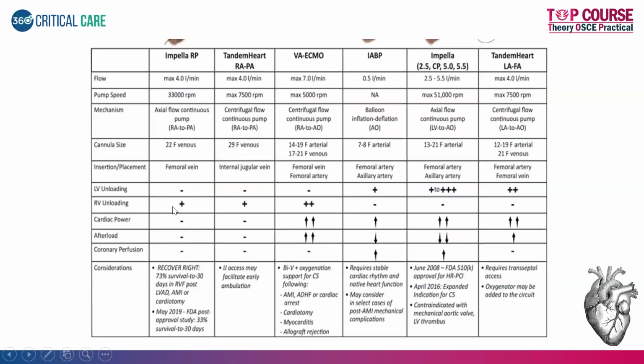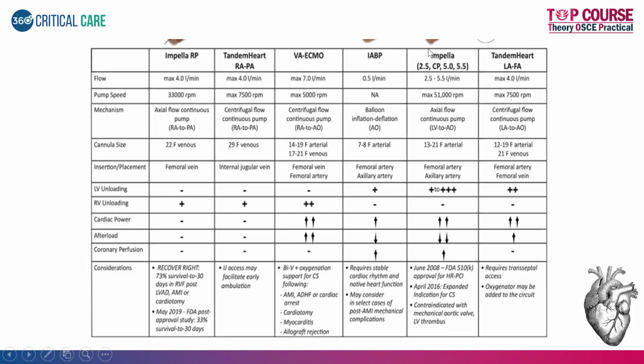So what do we need to know in a patient with cardiogenic shock? Whether there is any improvement in LV unloading and RV unloading, because we are only looking at that, right? Cardiogenic shock is usually caused because of that. LV unloading is majorly done by IABP, Impella, and the left tandem heart. So this is something that is very good.